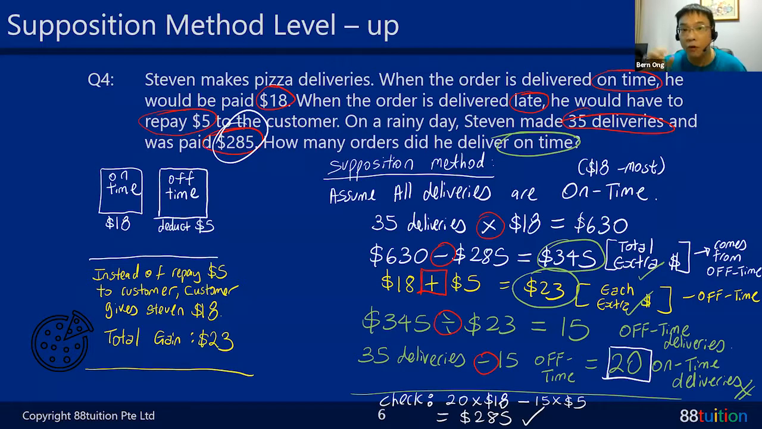Okay, so now let's move on to the last question. The answer is 20. Victoria, good job, good girl. All right, now question 5. Puncha, you have a question.